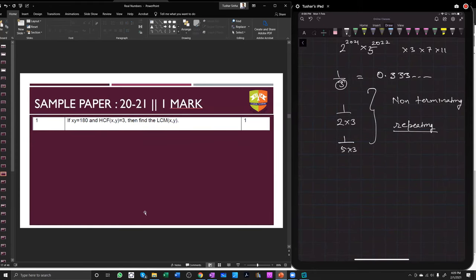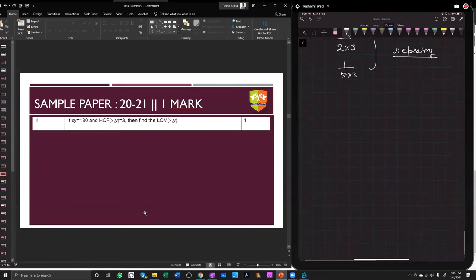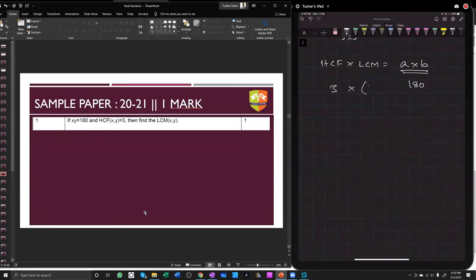So we'll see some questions. Typically one-markers are asked. Here is the first question. If xy is 180 and the HCF of x and y is 3, then find the LCM. So these are one-markers, all of you should be able to do them. The underlying concept is HCF into LCM is equal to A into B. So xy is given as 180 and the HCF is given as 3, so 3 into LCM.